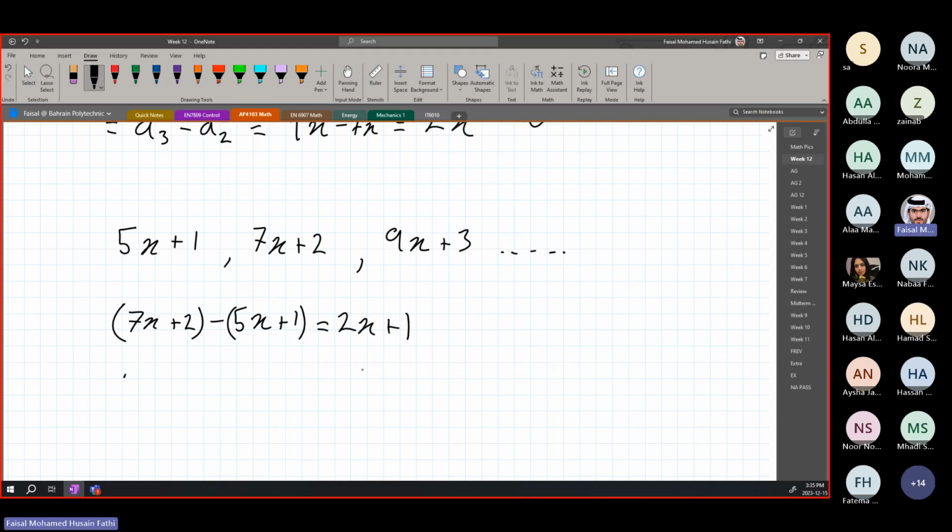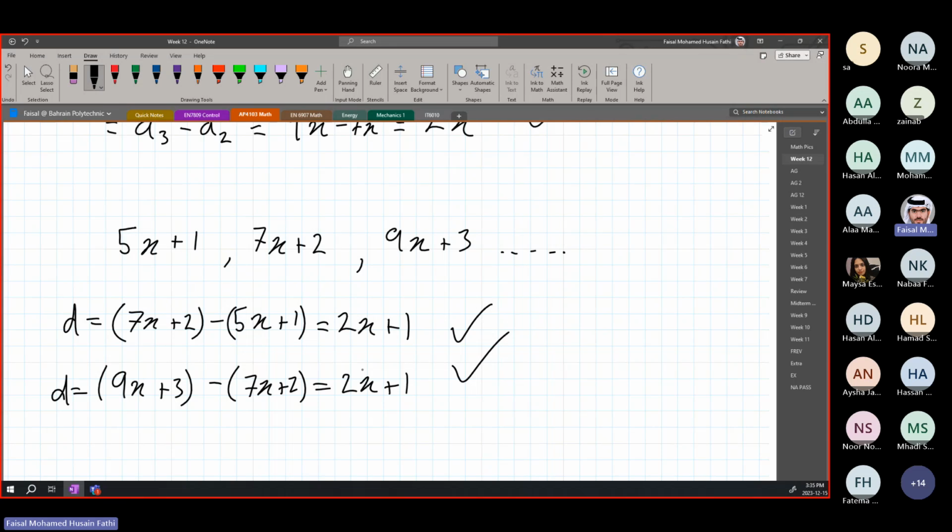You will do the same thing again. 9x plus 3 minus 7x plus 2. This is the common difference I'm finding. Your answer is going to be 2x plus 1. So this is an arithmetic sequence. Don't overcomplicate things. Don't get confused.